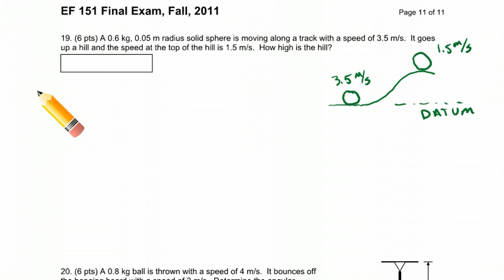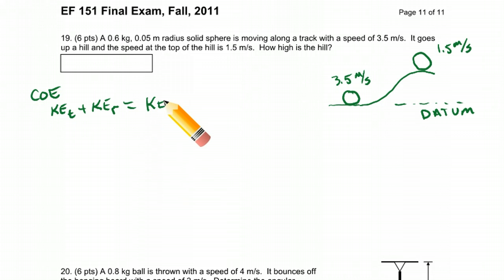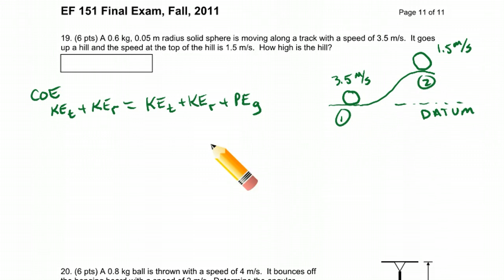Okay, so conservation of energy. We're going to have some initial kinetic energy. So let me write that. KE translational plus KE rotational is equal to some final kinetic energy, KE translational plus KE rotational, plus some gravitational potential energy. Call that state 1, that's state 2.